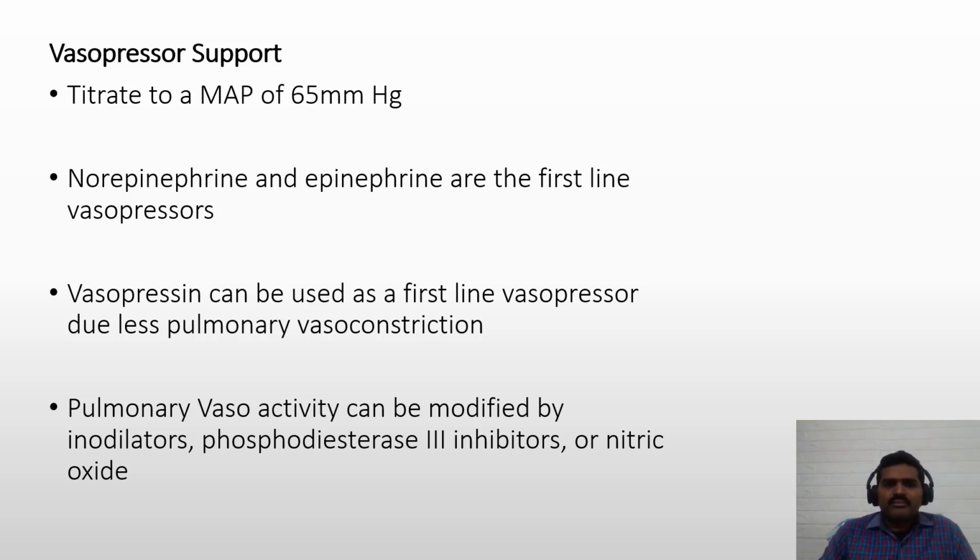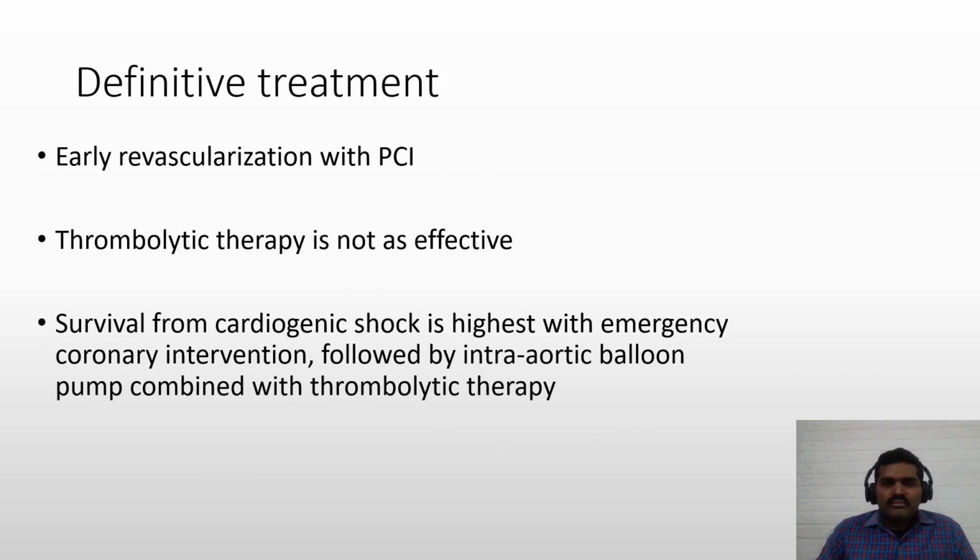Definitive treatment includes early revascularization with percutaneous coronary intervention. Thrombolytic therapy is not effective in case of cardiogenic shock. Survival from cardiogenic shock is highest with emergency coronary intervention, followed by intra-aortic balloon pump combined with thrombolytic therapy.